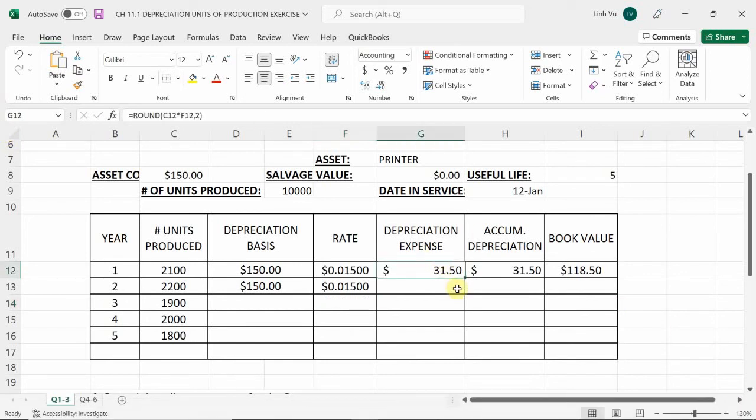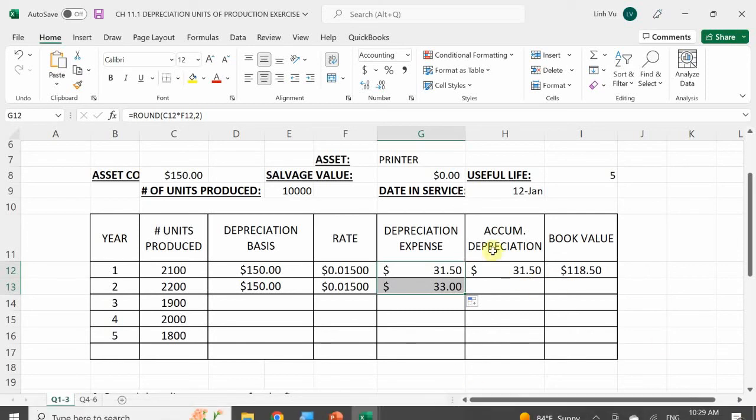So if I produce 2,200 units for year 2, your depreciation expense is going to be $33 even. So then what's my accumulated depreciation going to be?